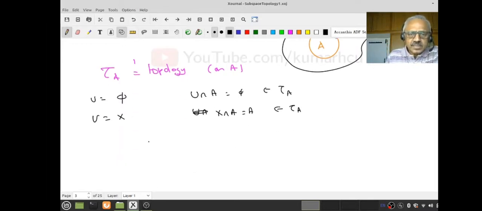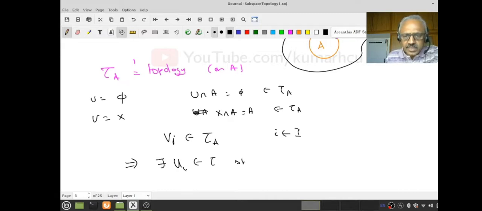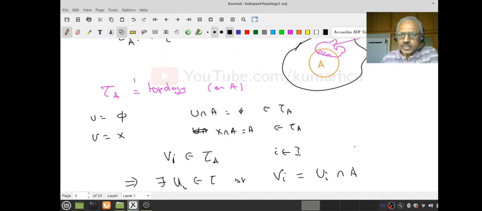And next, suppose I have a collection V_i in tau_A, i in I, right? So when V_i is in tau_A, what does it mean? That means there exists U_i in tau, so that V_i is U_i intersection A. Notice that this U_i may not be unique.